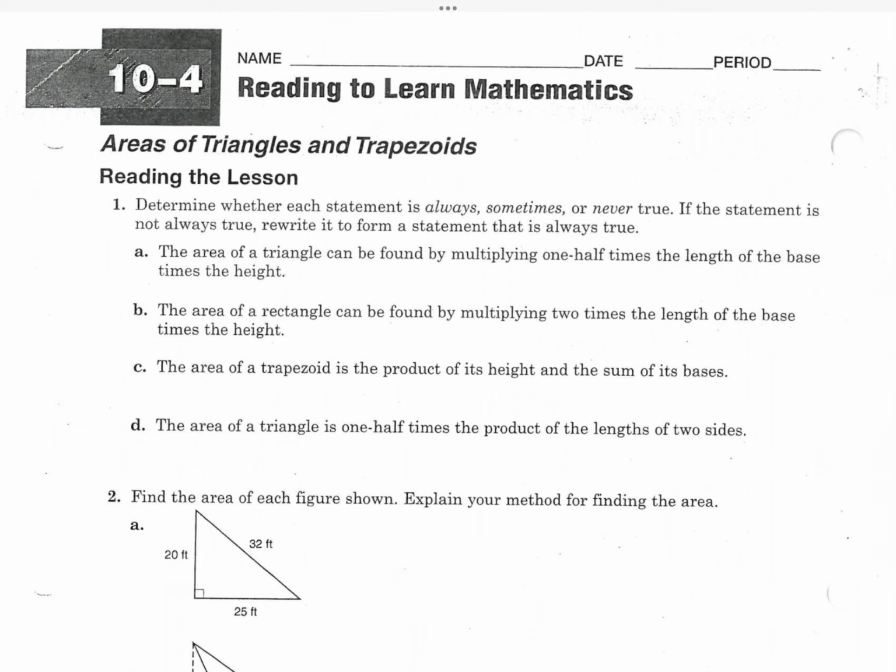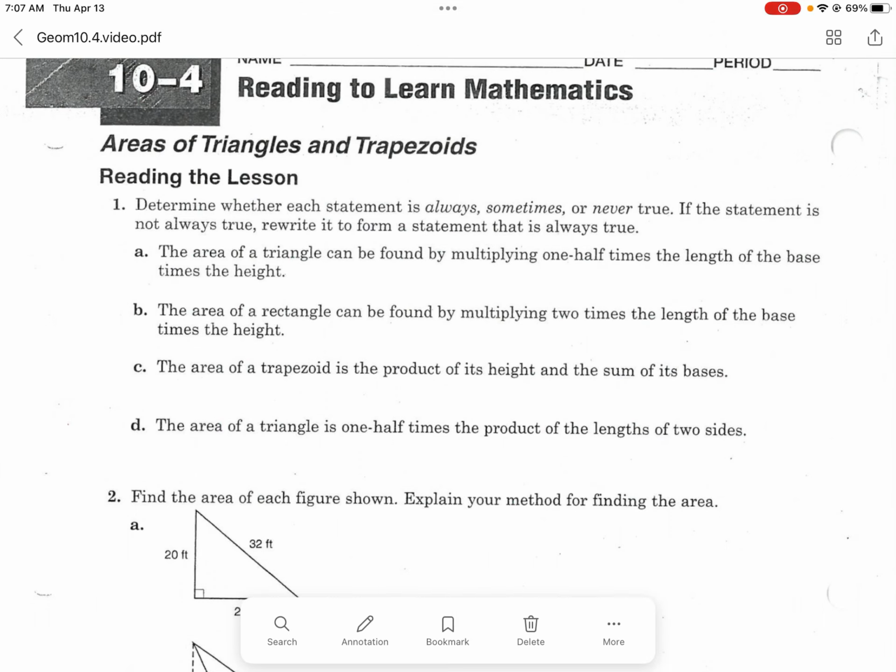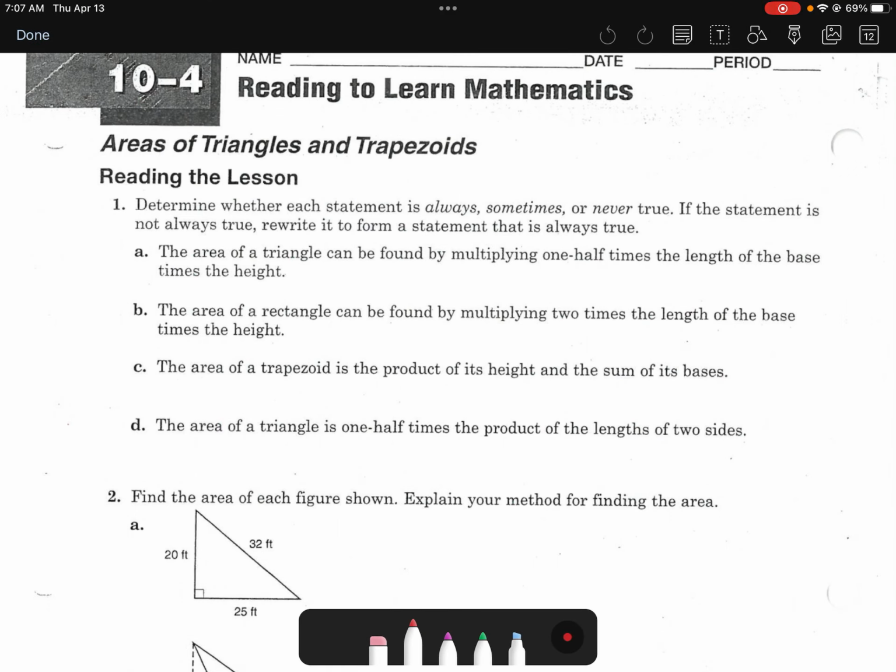This is the Reading to Learn math page for section 10.4. We're going to read the lesson. Number 1 says determine whether each statement is always, sometimes, or never true. If the statement is not always true, rewrite it to form a statement that is always true. It's got a little bit of extra work here. It's not just always, sometimes, or never.